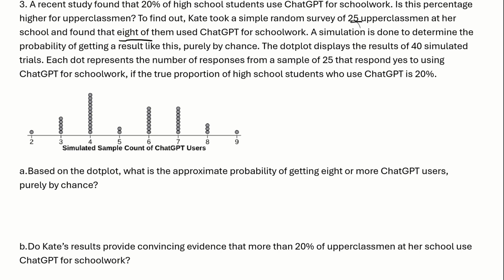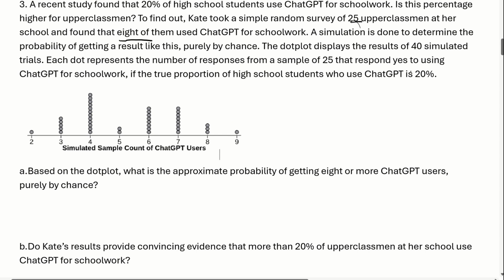Each dot is a trial where the number of responses from a sample of 25 upperclassmen responded yes to using ChatGPT for schoolwork. So in other words, this dot right here, for example, represents one trial where she looked at 25 upperclassmen, and 9 of them said yes to using ChatGPT. So 9 out of 25. Okay, so that's what that dot represents.